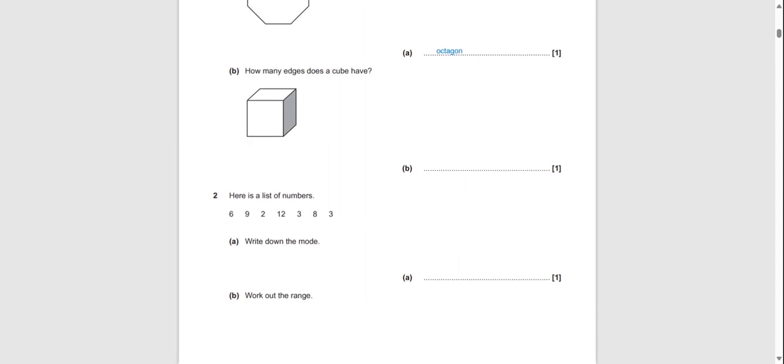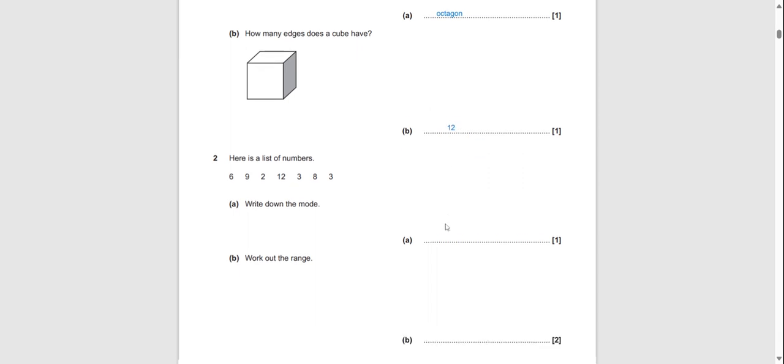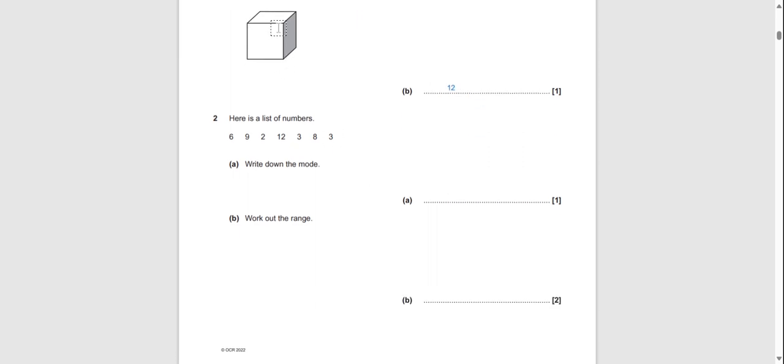Second question, how many edges does a cube have? We know that edges are these long sides, so we're going to just trace around the shape and count them, and we know a cube has 12 edges. Don't confuse the edges with these corners. These corners are called vertices.